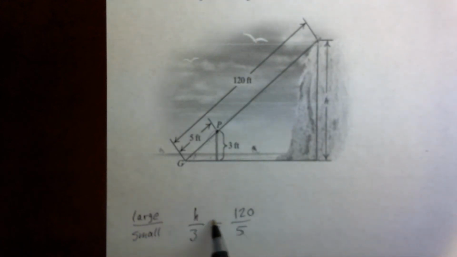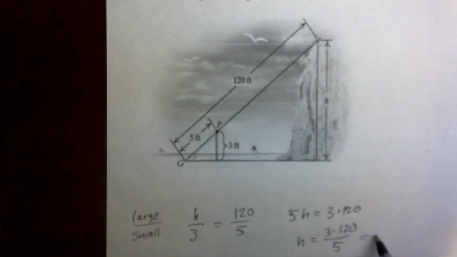And again, we cross multiply, so we have 5 times h equals 3 times 120. We divide by 5 on both sides, so h is equal to 3 times 120 divided by 5, and that's equal to 72. So we can say the hill is 72 feet high. Again, units of measure are critical in application problems.